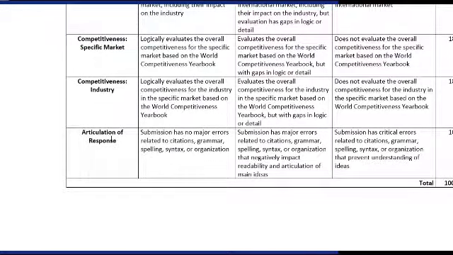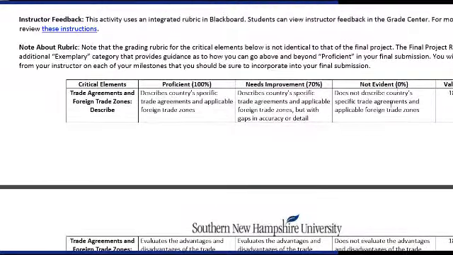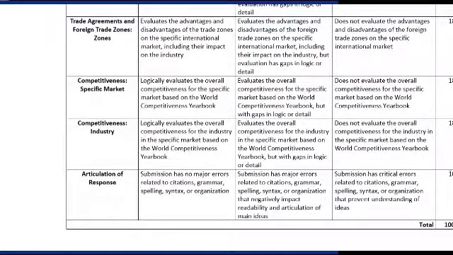For example, the APA and the grammar and spelling are part of the articulation of response section. If you only have a few spelling issues and a few citation issues, meaning the citations are there but maybe not in the right format, and everything looks good, you get the whole 10 points. But if you are missing in-text citations, then this becomes not evident, and the entire 10 points are lost.